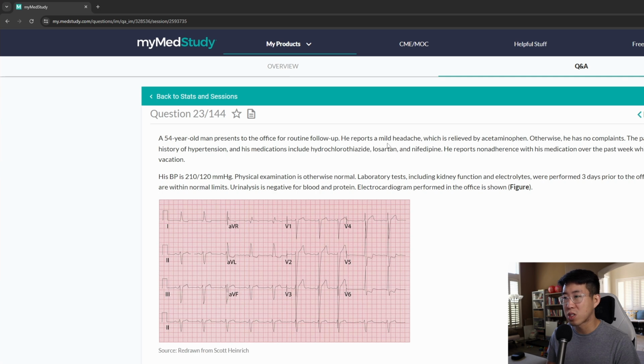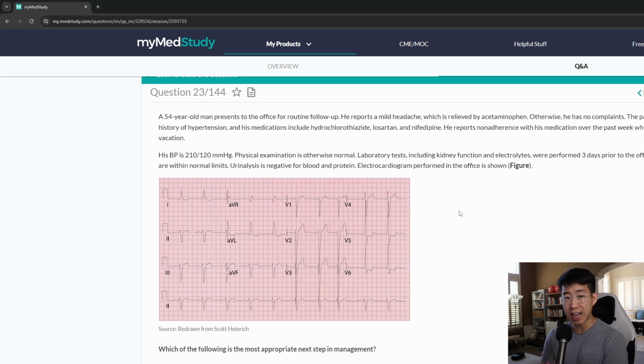So let's see. He reports a mild headache, no complaints, has a history of hypertension for which he's on hydrochlorothiazide, losartan, and nifedipine. He reports non-adherence with his medication over the past week while he was on vacation. His blood pressure is 210/120. Physical exam is normal. Lab tests were performed 3 days prior and are within normal limits. So it's pretty high. So we're trying to figure out, is this hypertensive emergency, which is blood pressure of greater than 180/120 with signs of end organ damage? Or is this hypertensive urgency or asymptomatic severe hypertension?